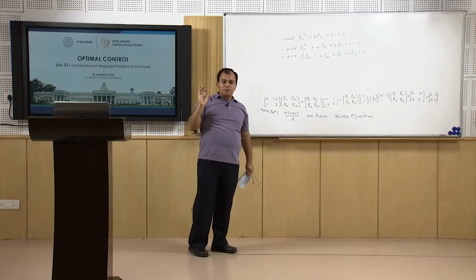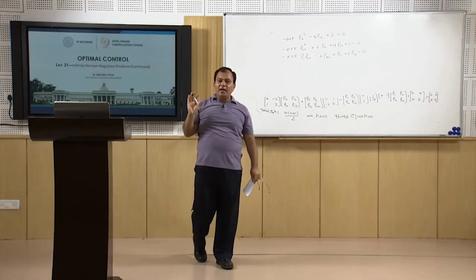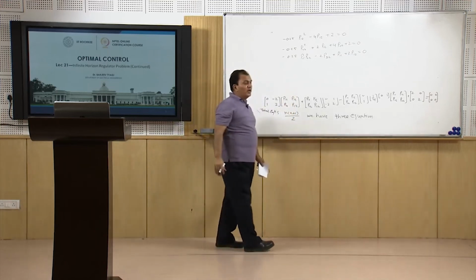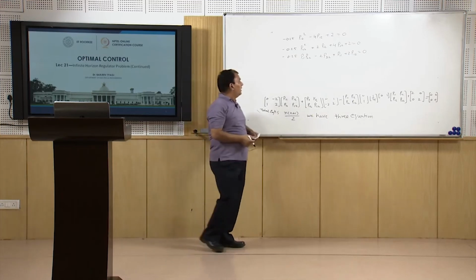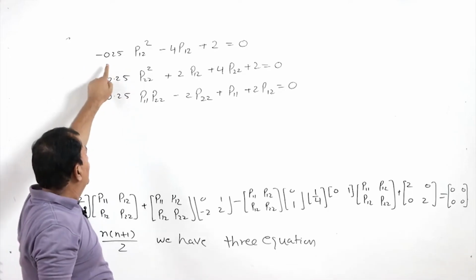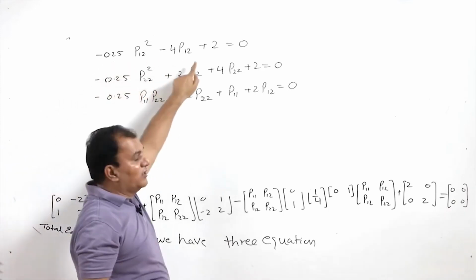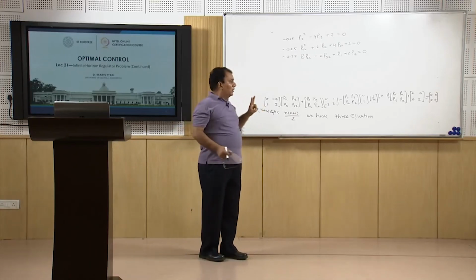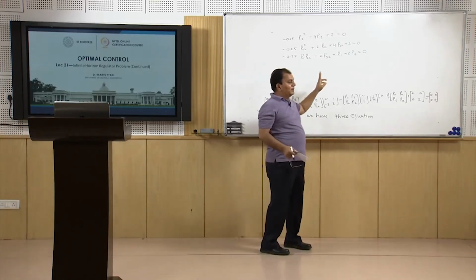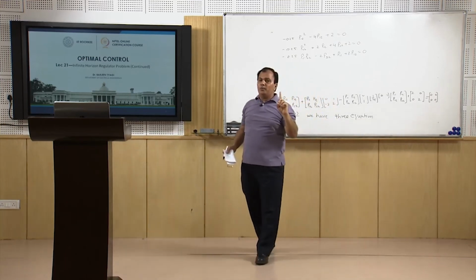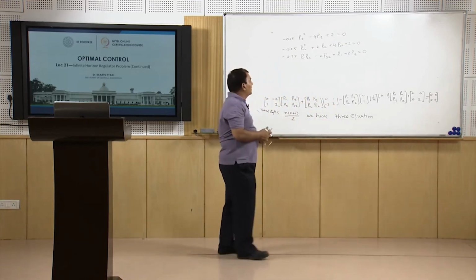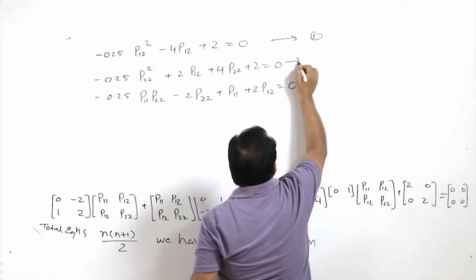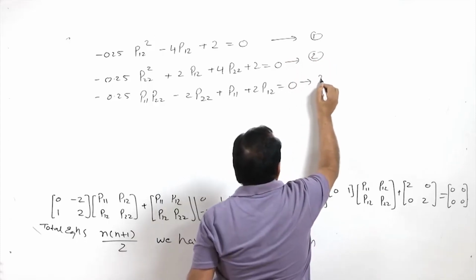So, these are the non-linear algebraic equations which have to be solved. Sometimes we have to use iterative methods, sometimes a direct solution is available. Like in this case, we can solve the first equation, it is a quadratic equation. So, we get two values of P12, out of which we have to select that value which will give P to be positive definite. Let me call them equation 1, 2, 3.